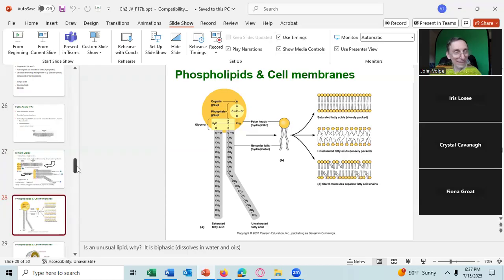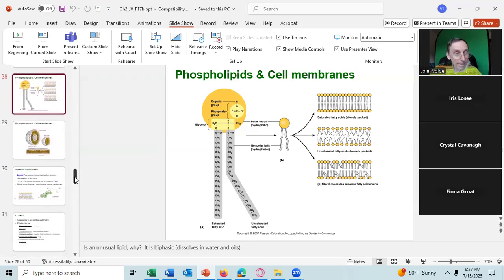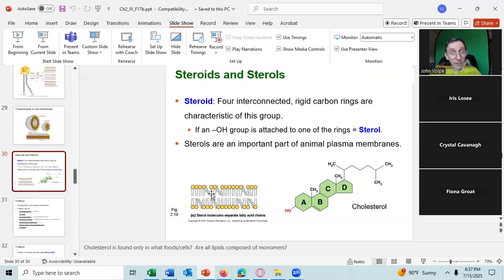Didn't notice that until now. But there are lipids which are not made up of monomers. And these are the steroids and the sterols. These are one lipid that is contained by one molecule, a complex molecule, like cholesterol shown here. This is one molecule, which is a lipid. It's also a sterol. I'll talk about that.